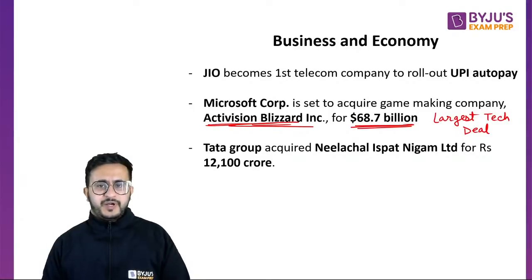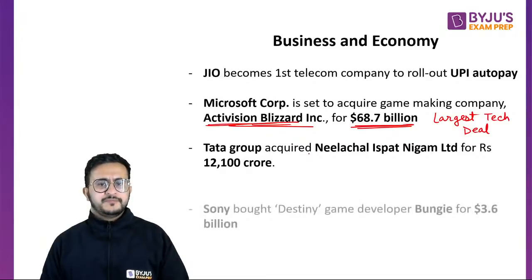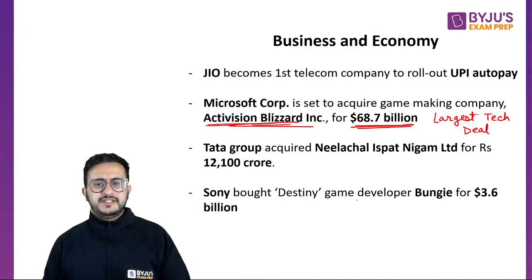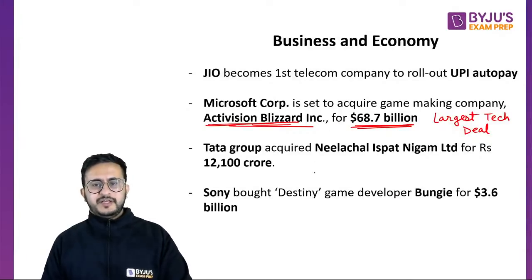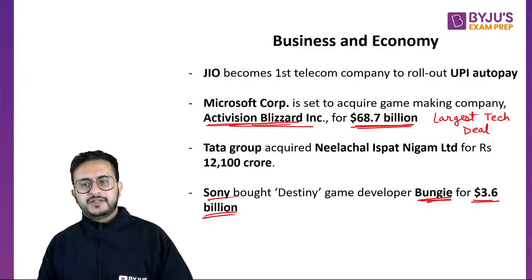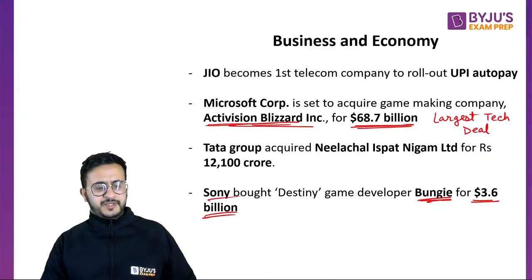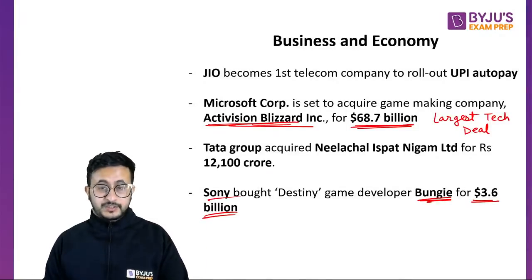Then Tata Group acquired Neelachal Ispat Nigam, a steel manufacturer, for rupees 12,100 crores. Sony bought Destiny game developer. So there's a popular video game Destiny, and the developer is Bungie. Sony purchased this company for $3.6 billion to improve their holding in the gaming space. Okay, so that was something.